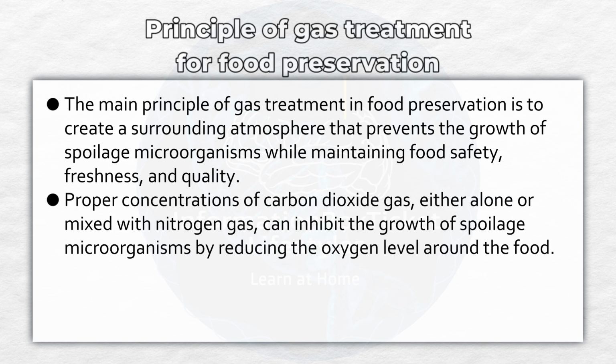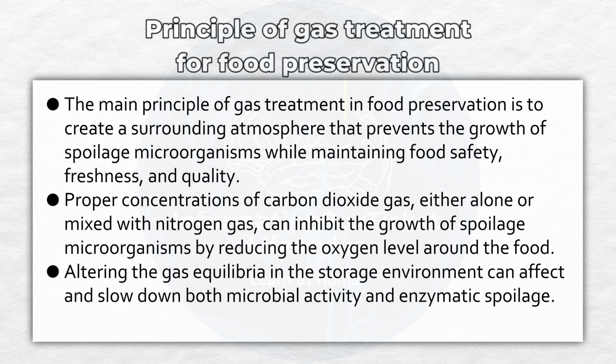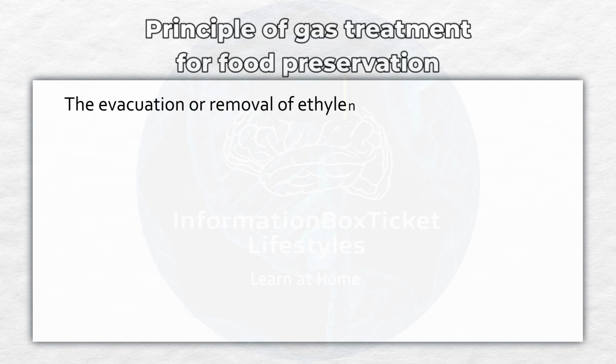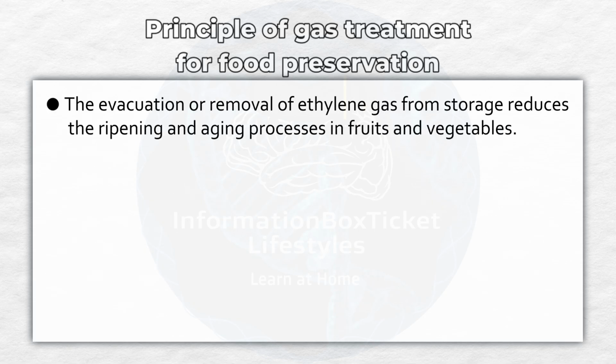Proper concentrations of carbon dioxide gas, either alone or mixed with nitrogen gas, can inhibit the growth of spoilage microorganisms by reducing the oxygen level around the food. Altering the gas equilibria in the storage environment can affect and slow down both microbial activity and enzymatic spoilage. The evacuation or removal of ethylene gas from storage reduces the ripening and aging processes in fruits and vegetables.